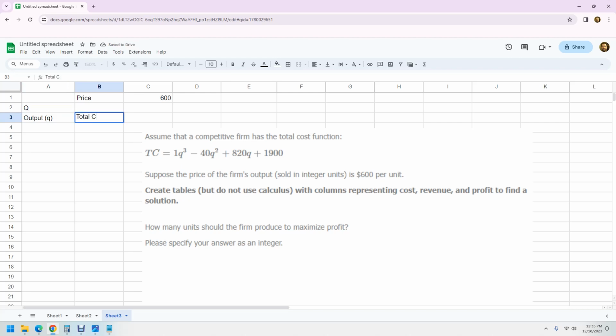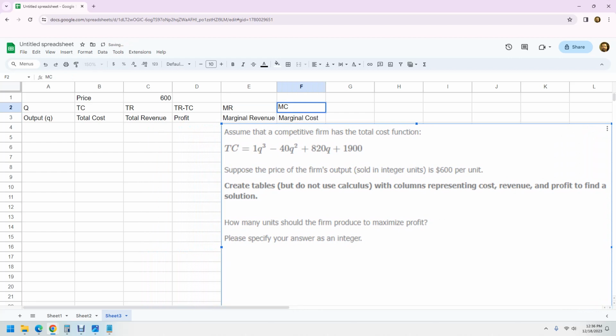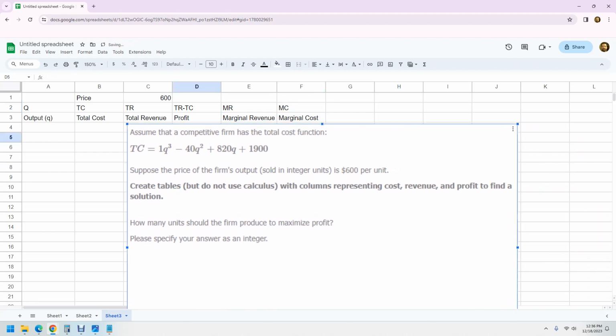Next, I'm going to do total cost. And total cost you could also abbreviate as TC. Then total revenue or just revenue. Okay, and then we'll write that as TR. Then I want profit, which is the difference between total revenue and total cost. And then because we're doing economics, I want to do marginal revenue and marginal cost, okay, which would be MR and MC. So you might see a connection with other problems. Okay, actually let's put this right here.